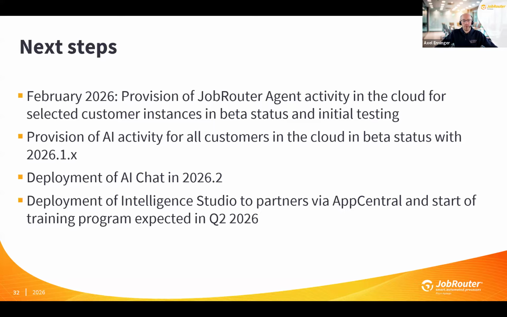Then we are planning to provision the AI system activity as a beta status in 2026 for the cloud customers, so that all cloud customers can start building their first workflows and experience how agents can help make their processes even better. And the deployment of the AI chat that Robbie has shown to you is planned for the 26.2 release, when we think it will be so stable and so good that all the users will be excited to use it.